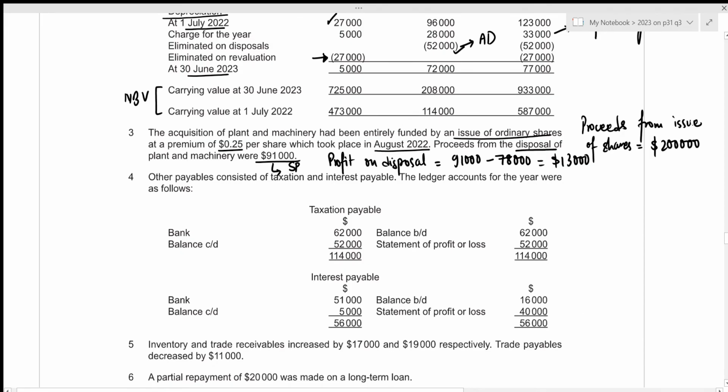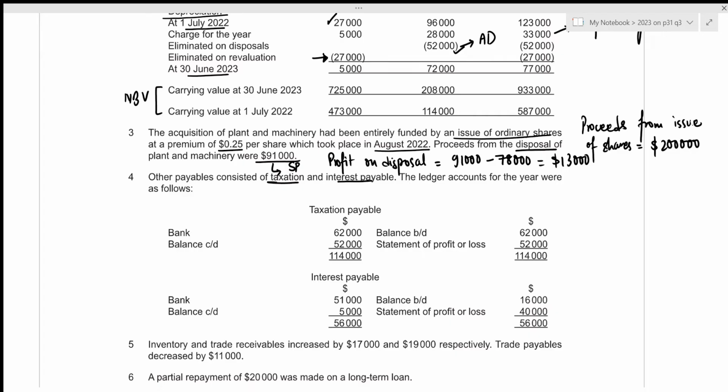Then other payables consisted of taxation and interest payable. Okay, for tax and interest, we are concerned with two different things. We are concerned with tax for the year and interest for the year that was allocated in our statement of profit or loss, that is required in order to calculate our profit from operations. Then we are also concerned with the actual amount of tax paid and the actual amount of interest paid, because we need to include those amounts as our cash outflows within the operating activities section.